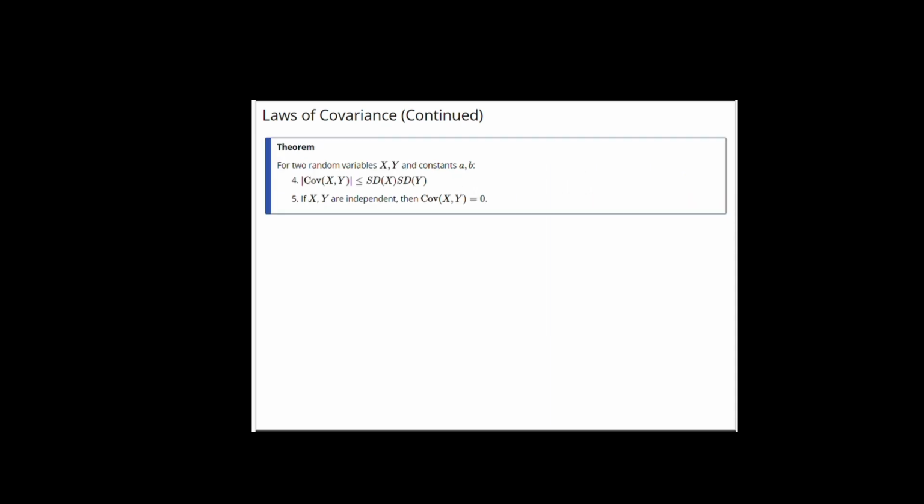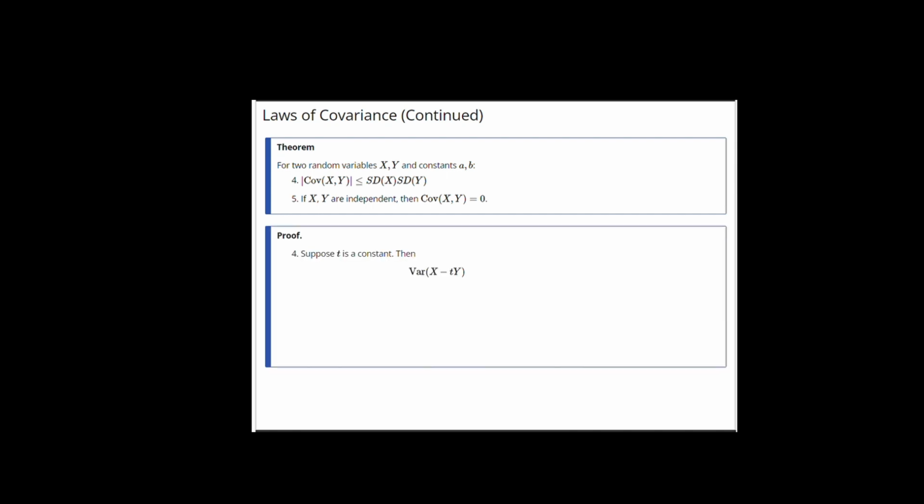The first is that a covariance has an upper bound. The covariance between x and y is less than the product of the standard deviation of x times the standard deviation of y. Actually, that's a bound for the absolute value of the covariance, which means the covariance is also greater than the negative of the right-hand side, minus the product of the two standard deviations. And the fifth property is one we've already seen. If x and y are independent, then the covariance between x and y is 0.